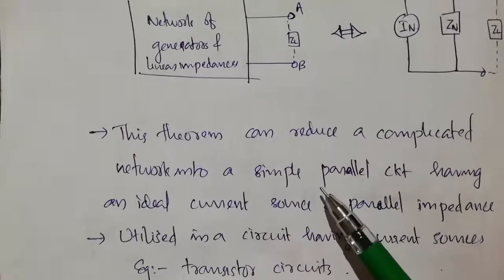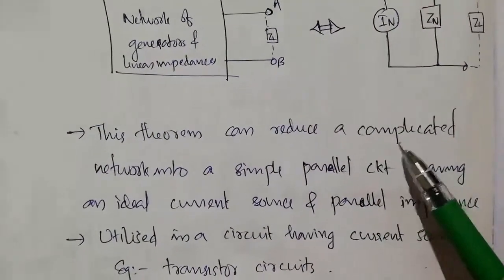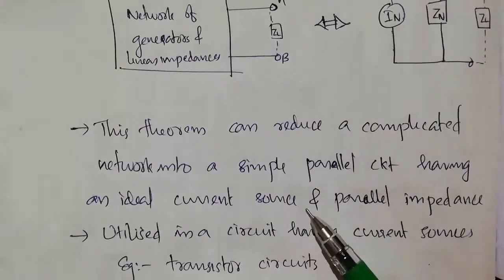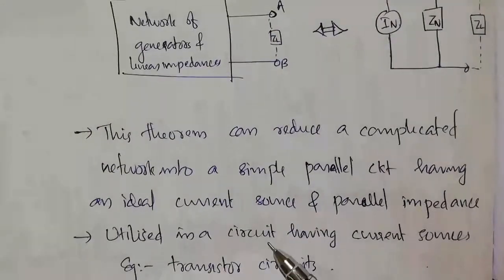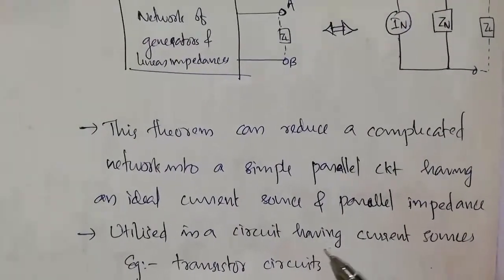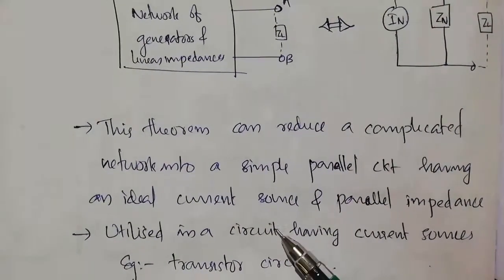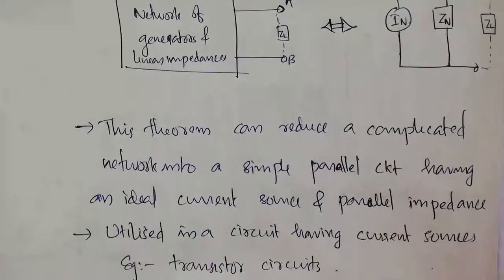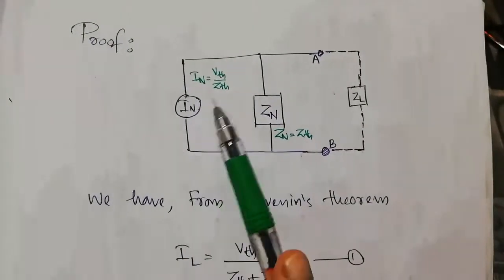Now the applications of this theorem. This theorem can reduce a complicated network into a simple parallel circuit having an ideal current source and a parallel impedance. And this circuit is utilized in a circuit having current sources more than EMF. Example, transistor circuits.